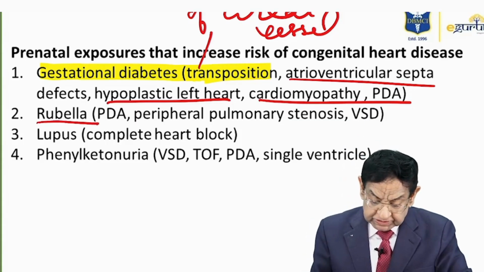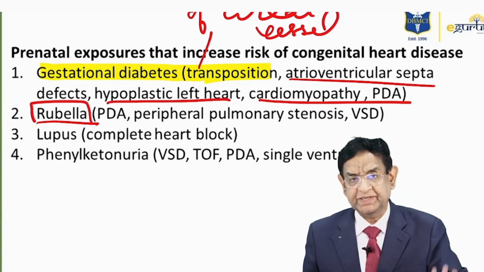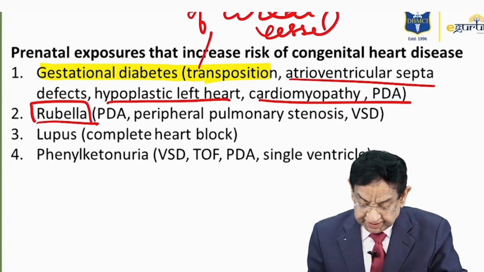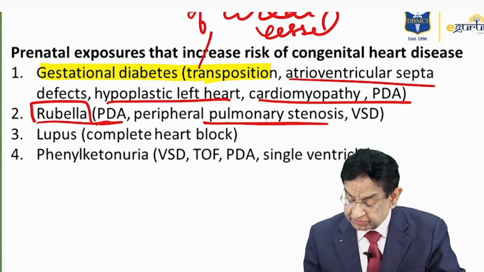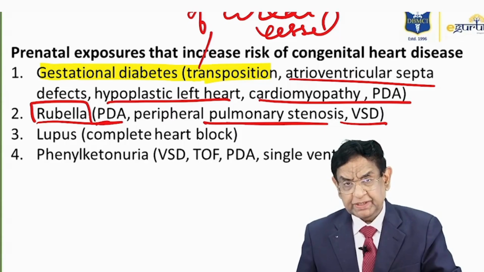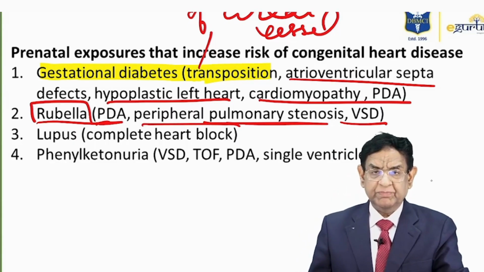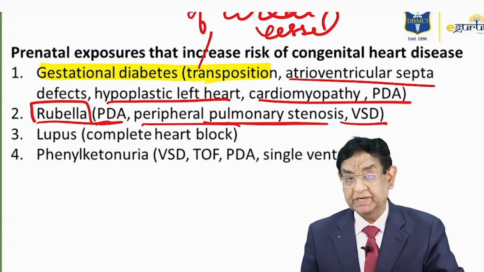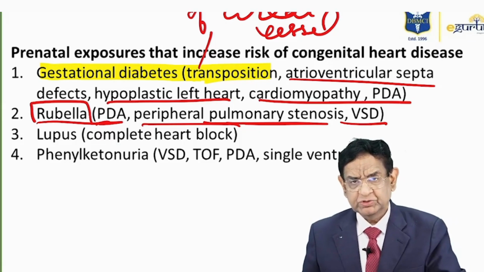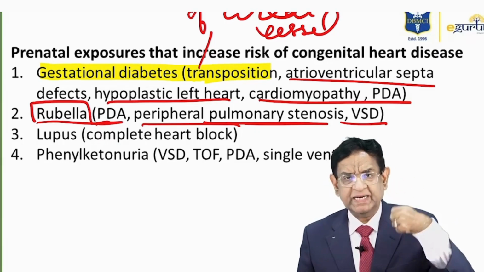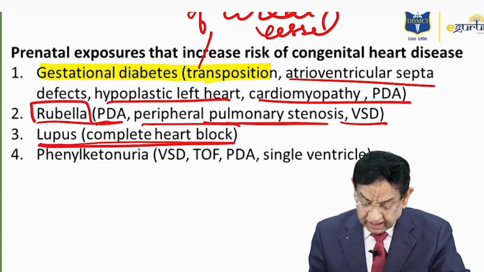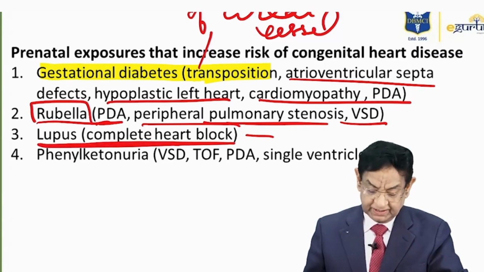Rubella, one of the most favorite questions of all the examiners. I think out of the two previous slides and this slide, this is one of the most commonly asked: PDA, peripheral pulmonary stenosis and VSD. Point to be noted, golden line to remember, it is the peripheral pulmonary stenosis. But in the books they usually write pulmonary stenosis. The problem is not at the level of the valve, it is slightly away from the valve.